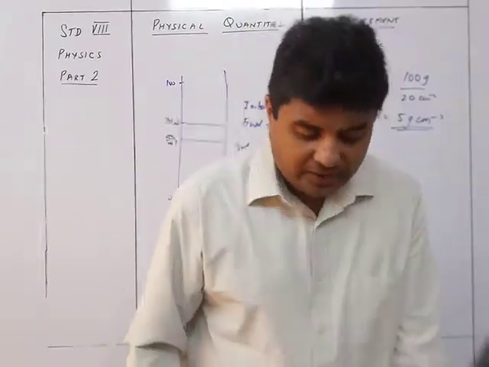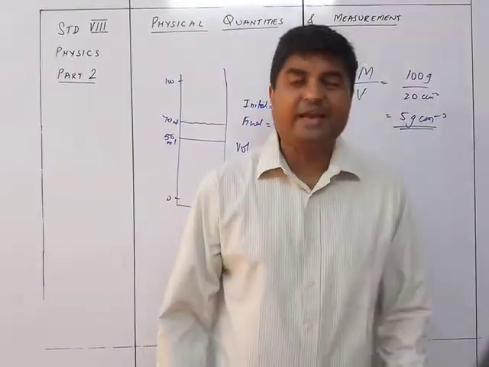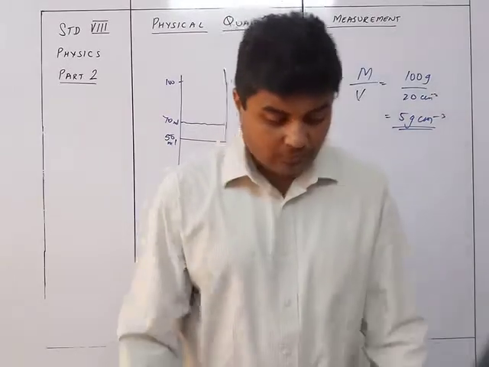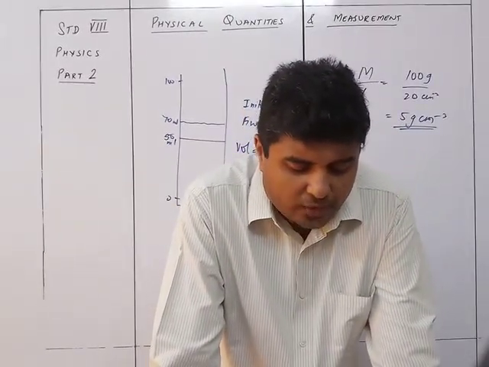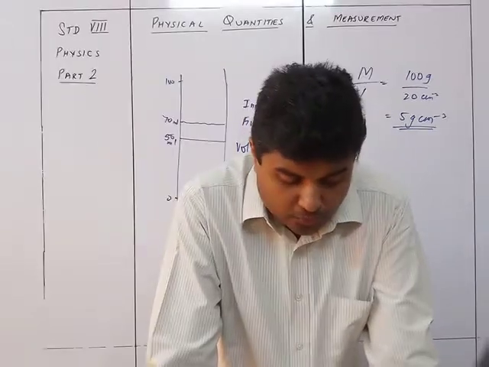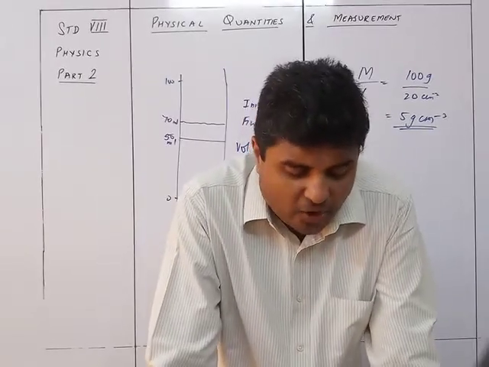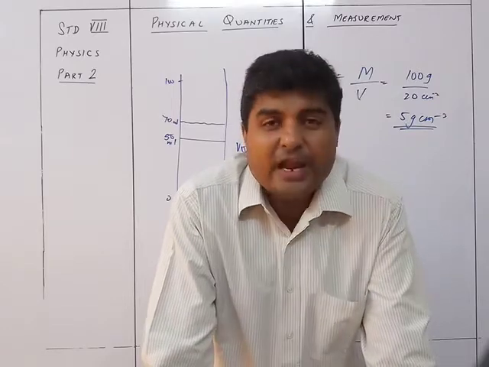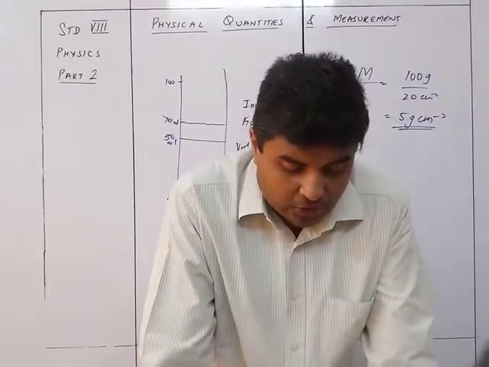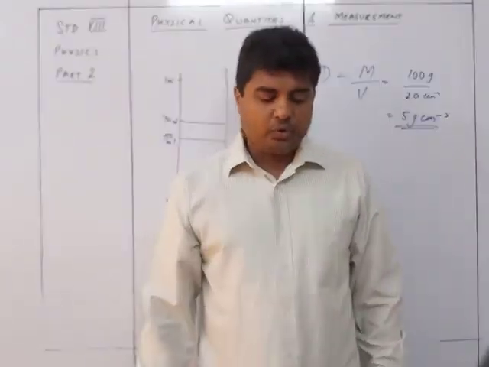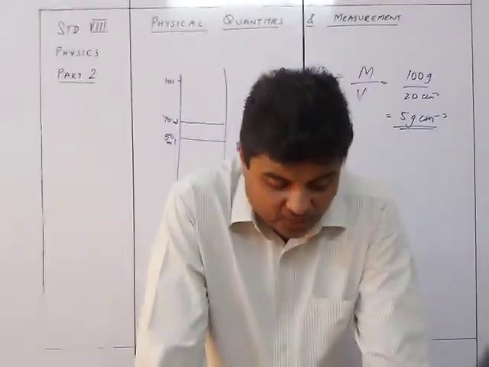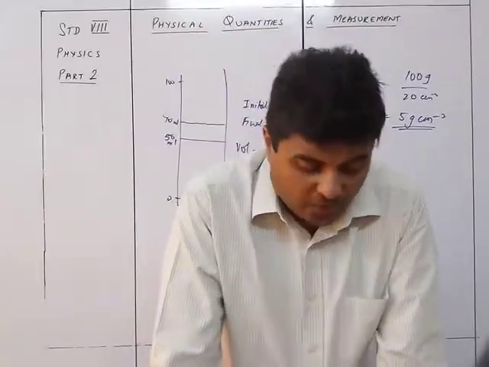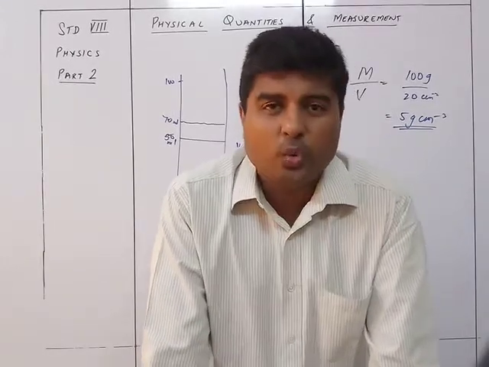So you see over here, determination of density of an irregular solid. To determine the density of an irregular solid, we have to measure its mass and volume. The mass of the body is measured with the help of a beam balance. To measure the volume of a solid, we use the displacement method. That is, the solid when immersed in a liquid displaces a volume of liquid equal to its own volume.